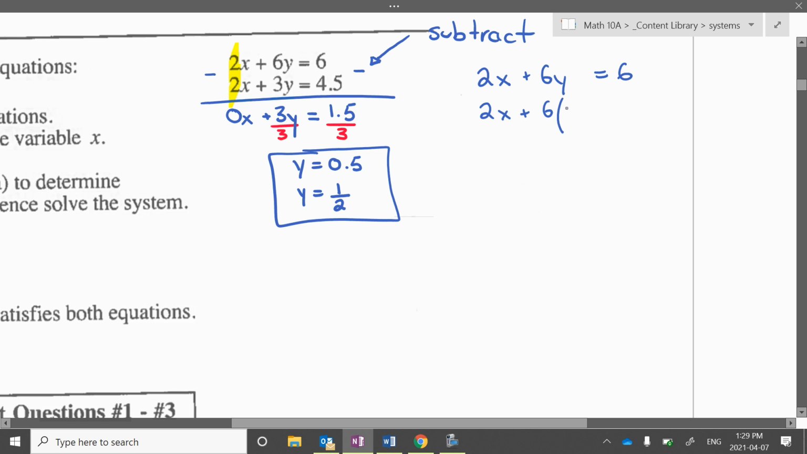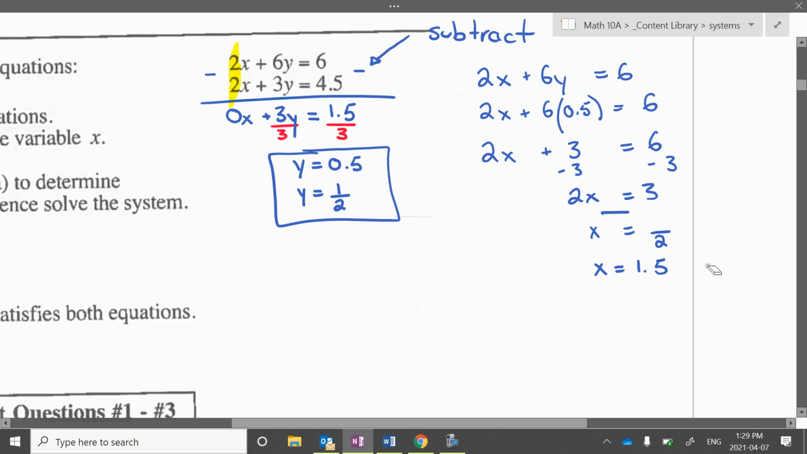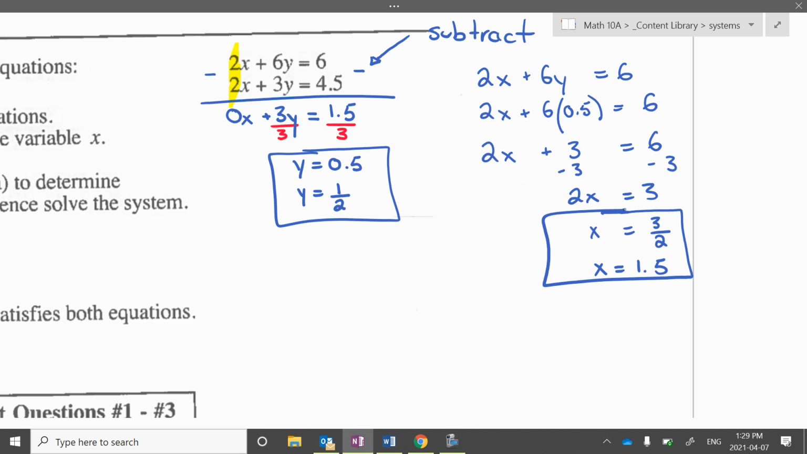2x plus 6, plug in my 0.5. 6 times 0.5 gives me 3. So then I get 2x equals 3, so then x is equal to 3 over 2 or 1.5. You should always, if both answers are decimals, give them both as decimals, or give both answers as fractions. Be consistent with it, but that's all.